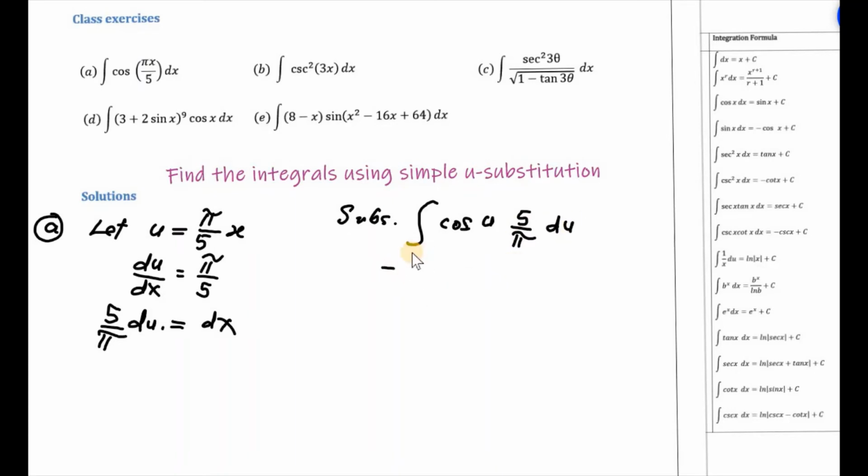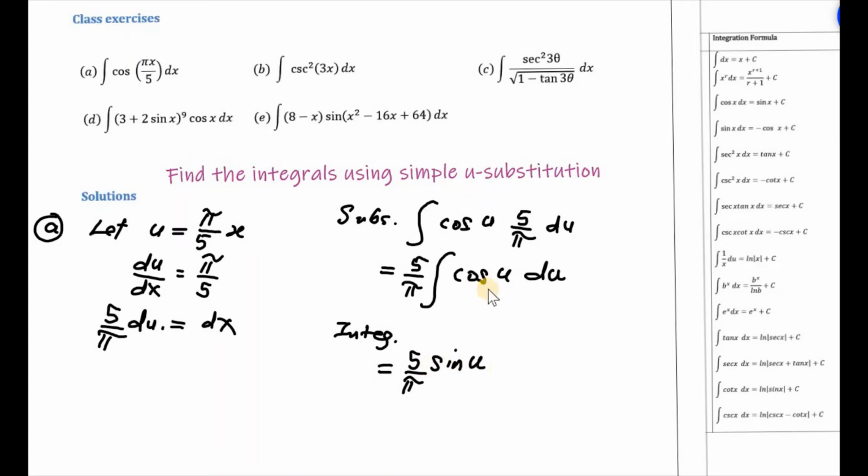Before you integrate, it's good that you put in front the constant. Cosine u du, and then we integrate. So the constant, put it back. The integral of cosine u, we need to refer to the formula, which in this case is sine u. And because we are doing an indefinite integral, we need to put c for our final answer. So do we get the same answer?